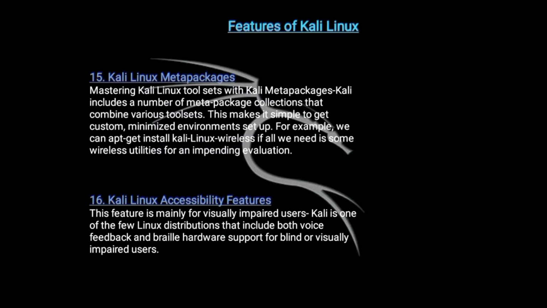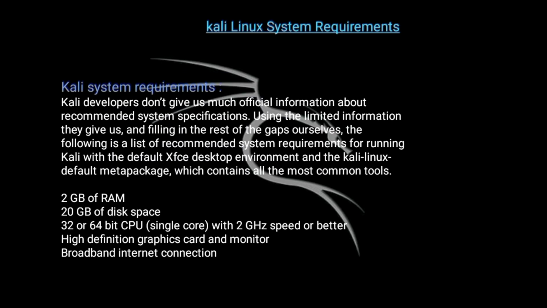Kali Linux accessibility features. These features are mainly for visually impaired users. Kali is one of the few Linux distributions that includes both voice feedback and braille hardware support for blind or visually impaired users.